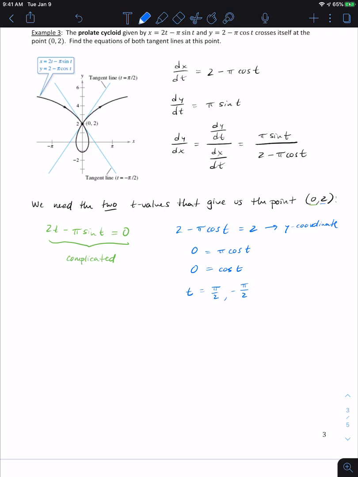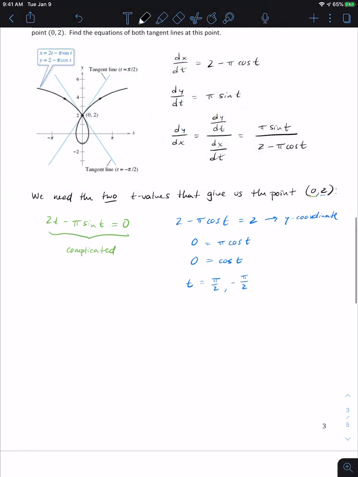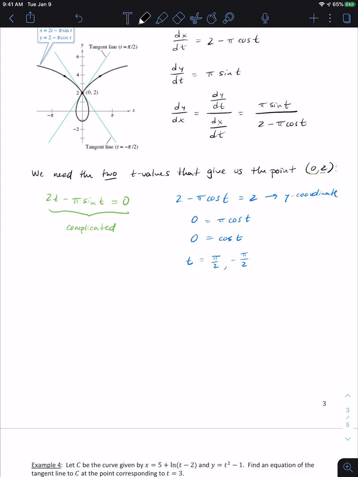And remember, what am I going to do with this t value? I'm going to plug it into there, right? So I could have picked 3 pi over 2 there. Wouldn't have mattered. But those are my two t values, right? So now those are my two t values where I'm looking for tangents, right? So in order to find the equation of the tangent lines, I need to find the slope of the tangent lines.